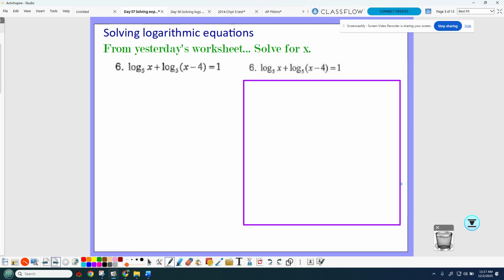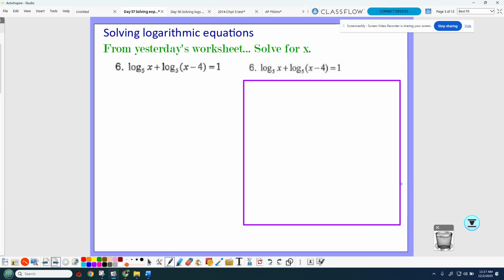So let's look at number 6 on the back. This is the other freaky kind of thing that can be on Friday, okay? We're gonna spend today and tomorrow practicing these. So number 6, do they have the same base? Is there log base 5 on everything? Is it on the one on the right side? No, okay.